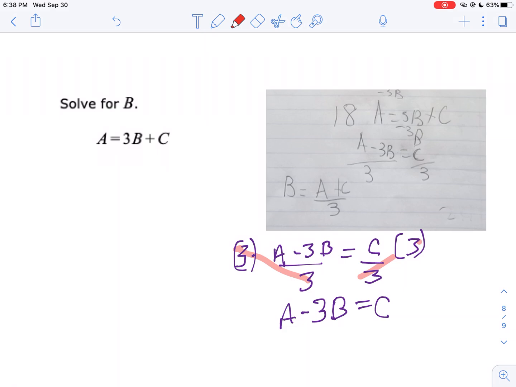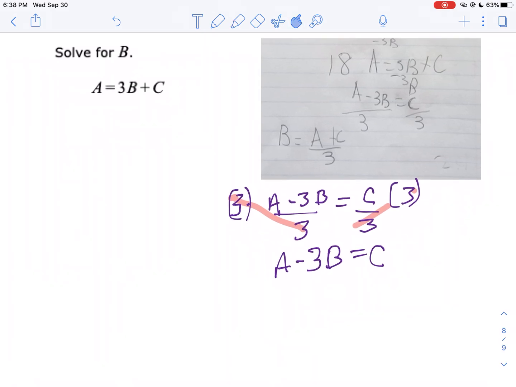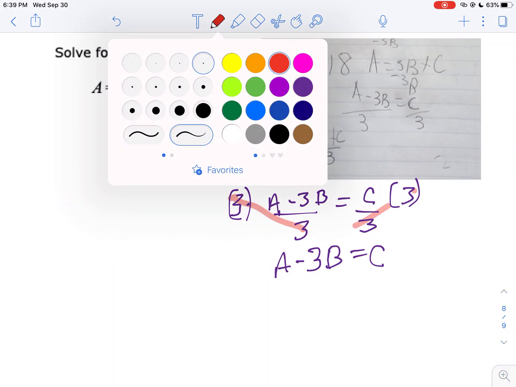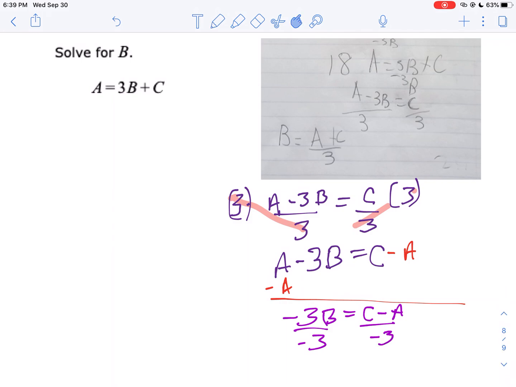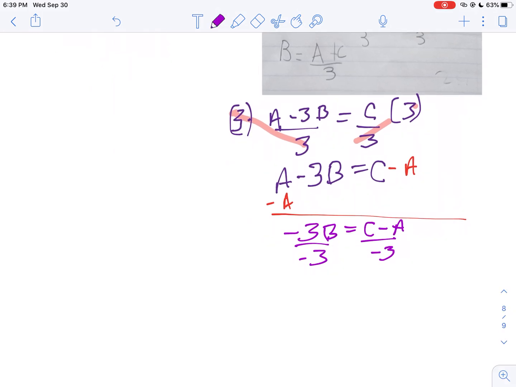Now, we want to get b by itself. So you want to get rid of that a. What's the opposite of a? Well, we're going to subtract a. Let's subtract a from both sides. And then we would have gotten, because you can't combine c and a, negative 3b equals c minus a. Now we're going to divide both sides by negative 3. And there's your answer. b equals c minus a divided by negative 3.